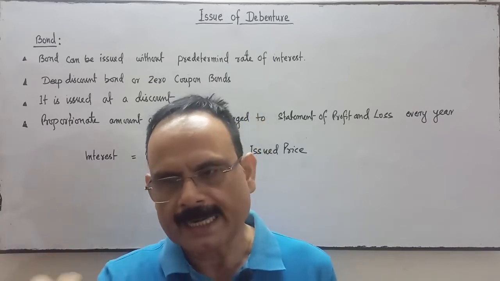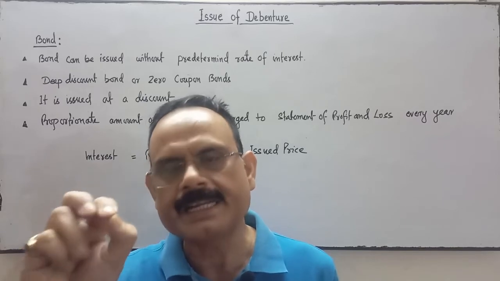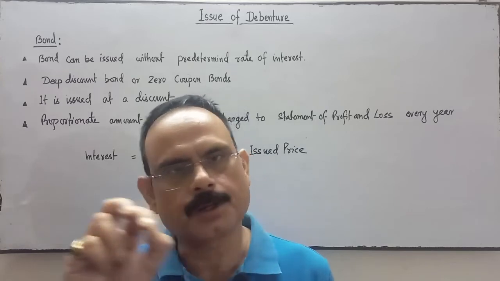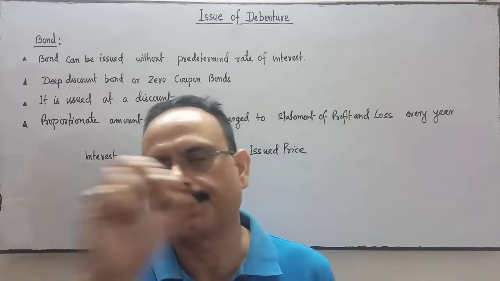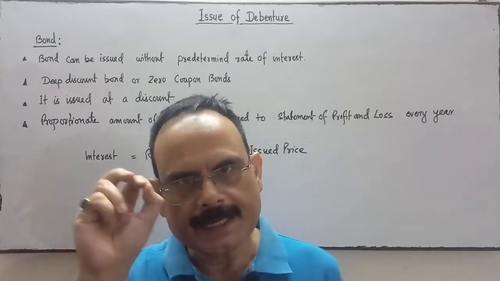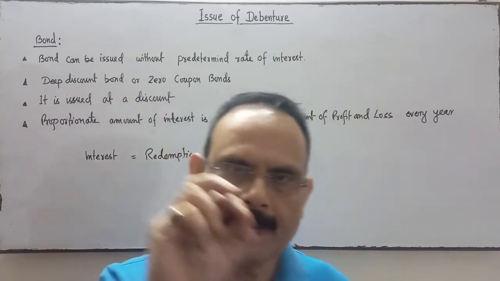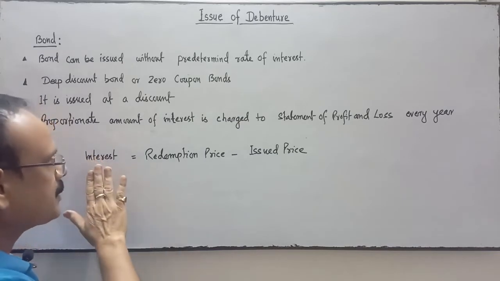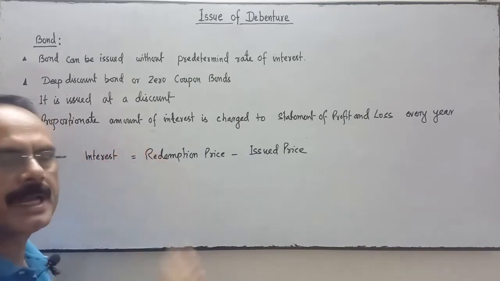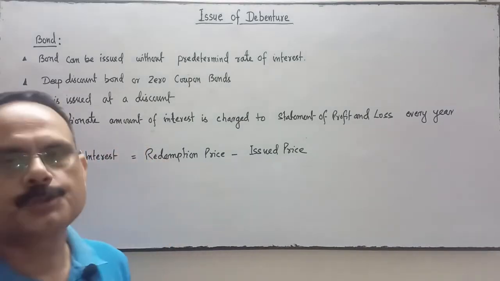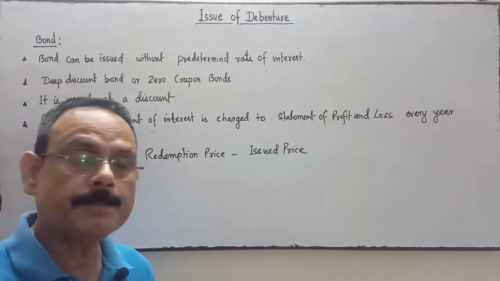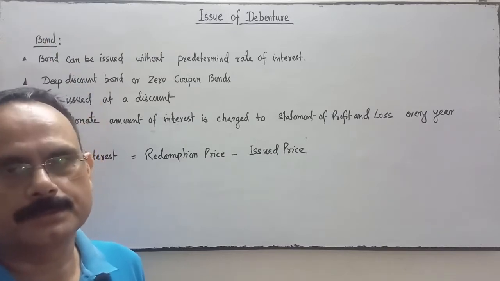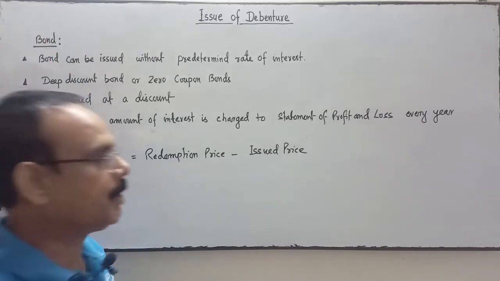In a bond, the rate of interest is not directly specified. The rate of interest is not specified in the bond certificate. We may calculate the interest on a bond: the interest will be the redemption price minus the issue price. Normally bonds are issued at a deep discount.